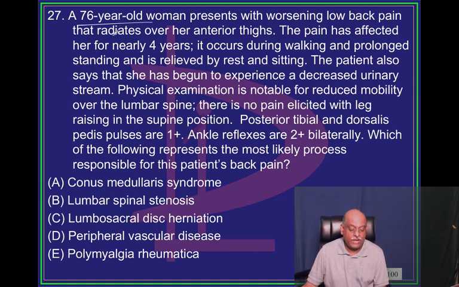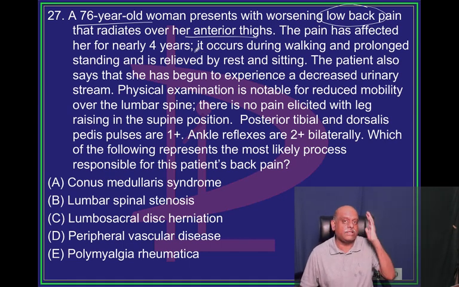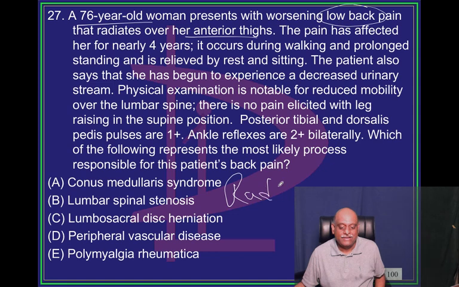A 76-year-old woman with worsening low back pain. Pain radiating to the anterior thigh. So a pain which is radiating to the thighs, to the buttocks, means it is a radicular pain. That is the movement from the spinal cord. Once the spinal nerves leave the spinal cord, they are called roots. Any compression of that leads to radicular pain.